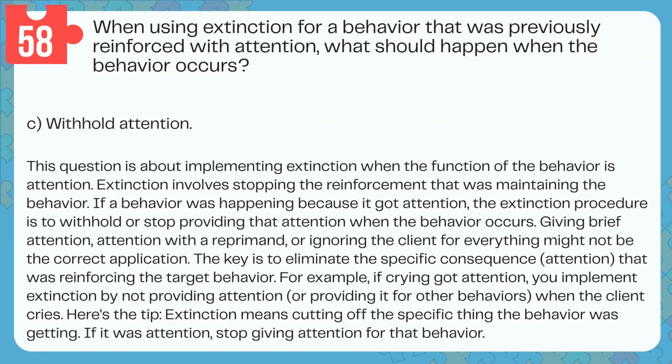For example, if crying got attention, you implement extinction by not providing attention, or providing it for other behaviors, when the client cries. Here's the tip. Extinction means cutting off the specific thing the behavior was getting. If it was attention, stop giving attention for that behavior.